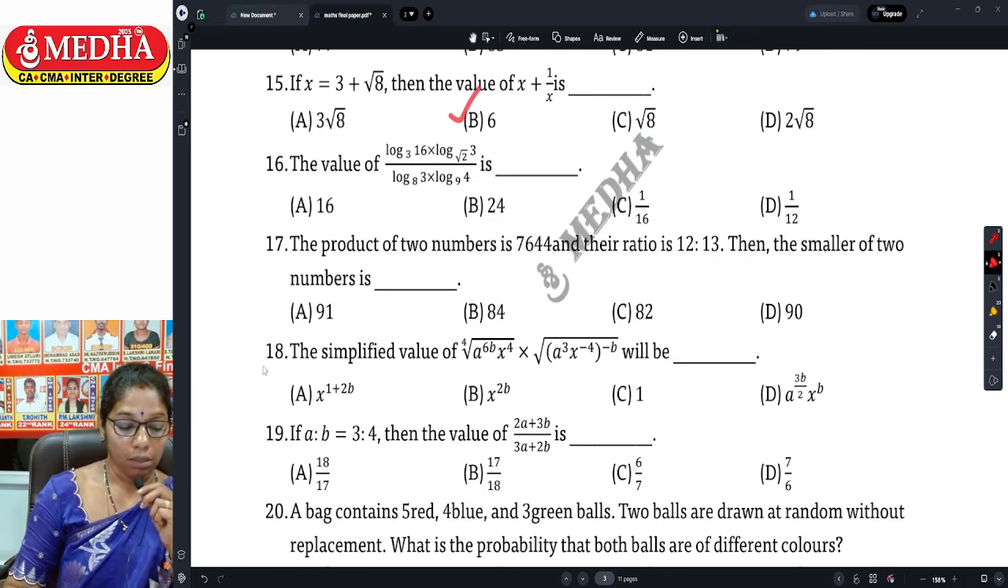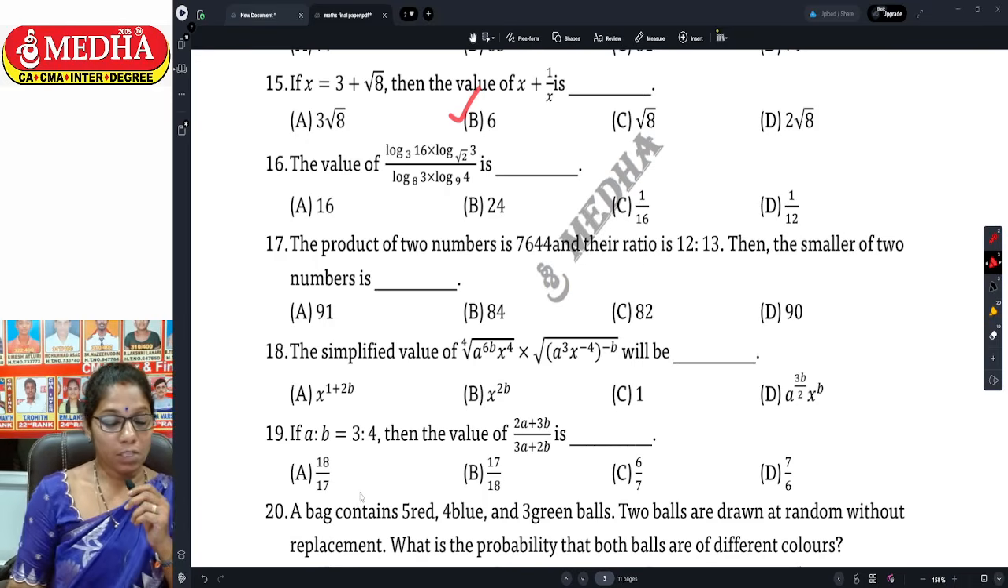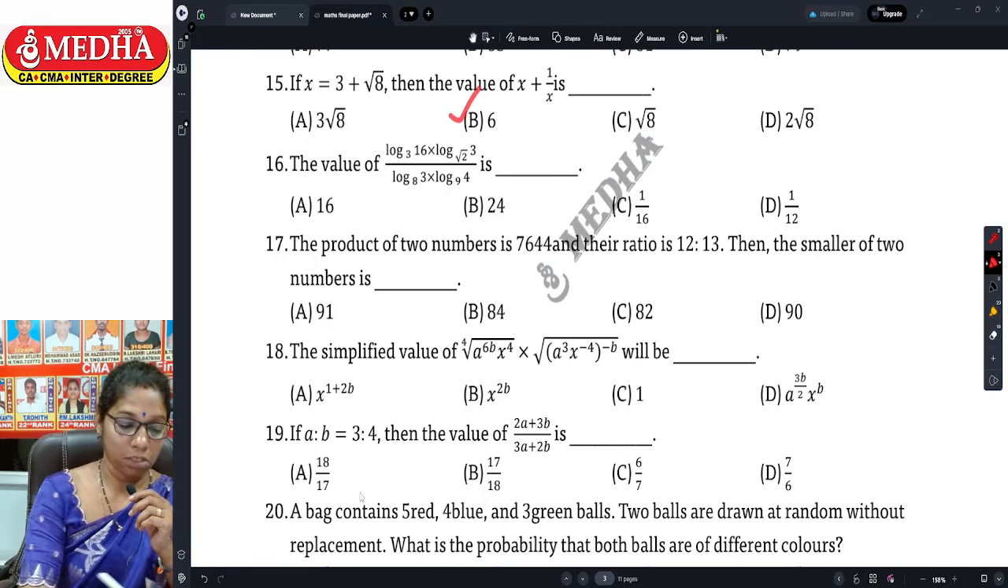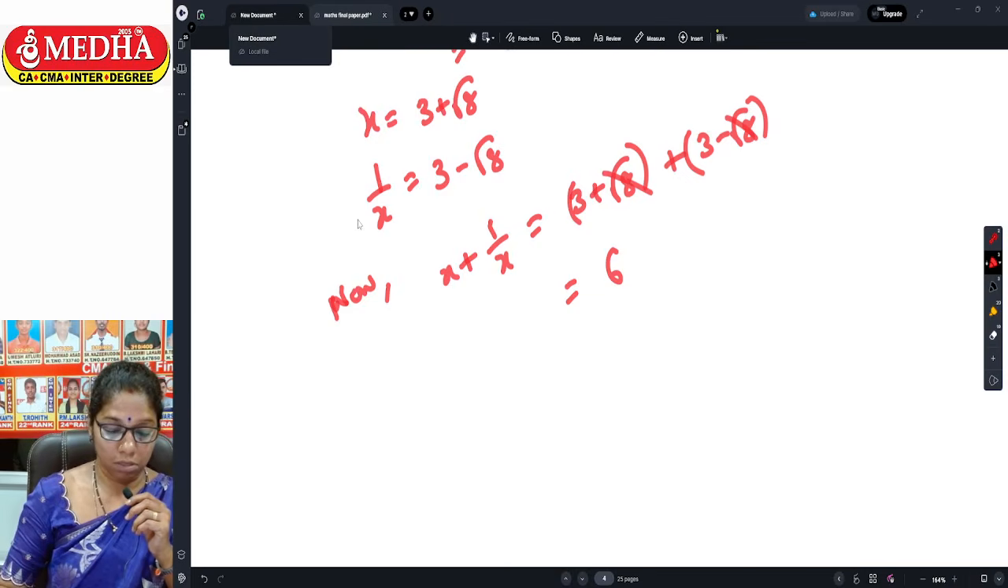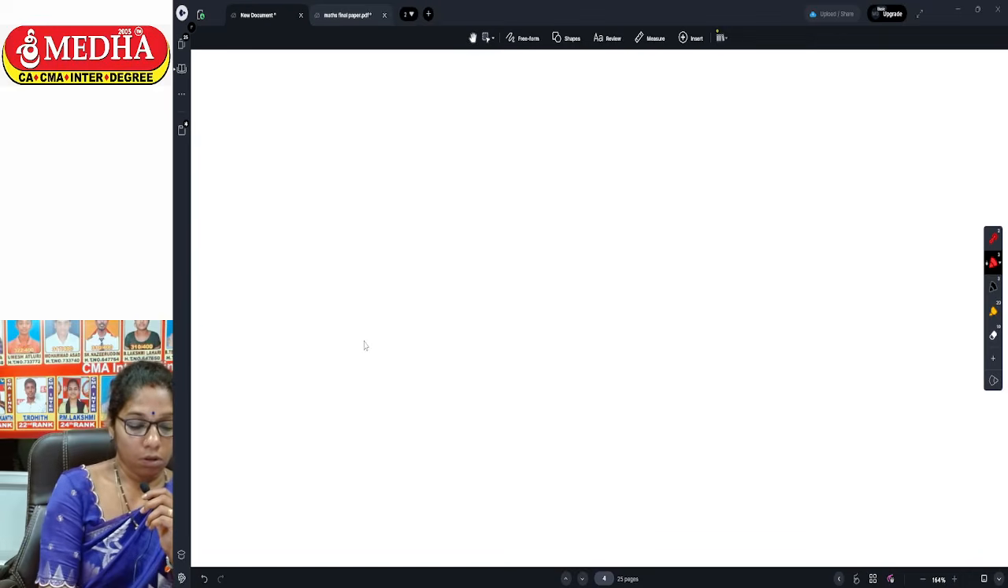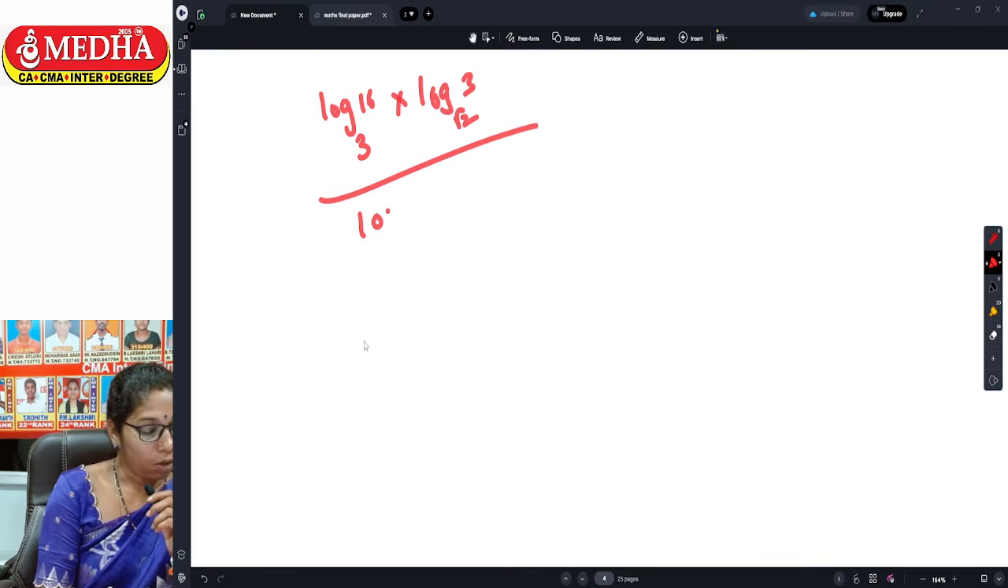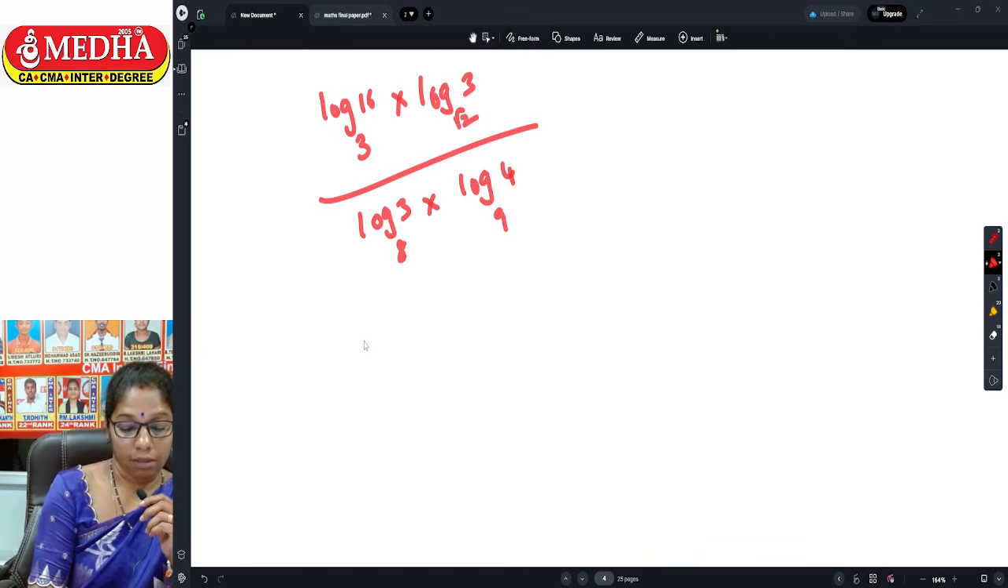And next one, find the value of log 16 base 3, log 3 base root 2, log 3 base 8 and log 4 base 9. After the simplification, what is the solution? To simplify this, log 16 base 3 into log 3 base root 2 by log 3 base 8 into log 4 base 9. So these two are equal. Now we can write log 16 base root 2 by.